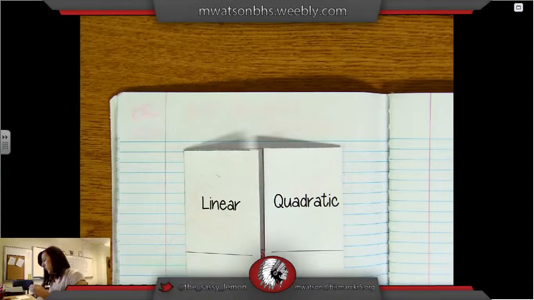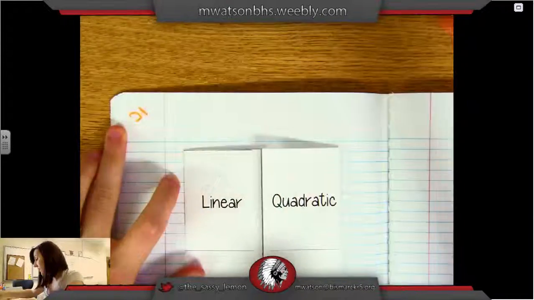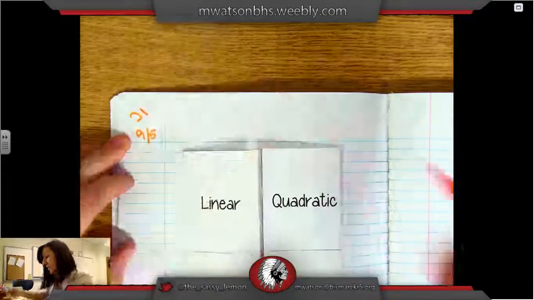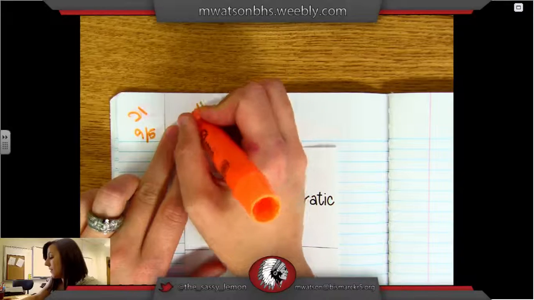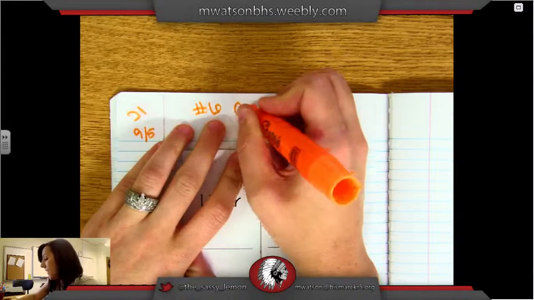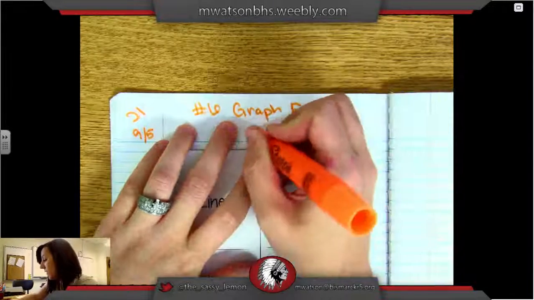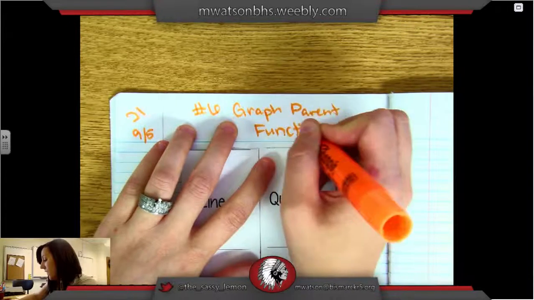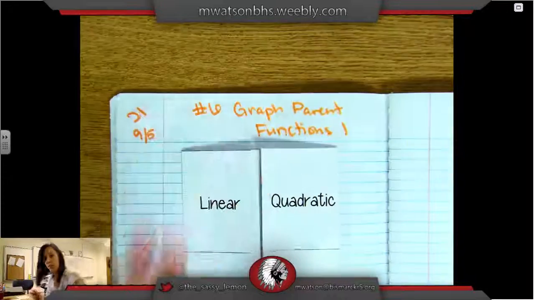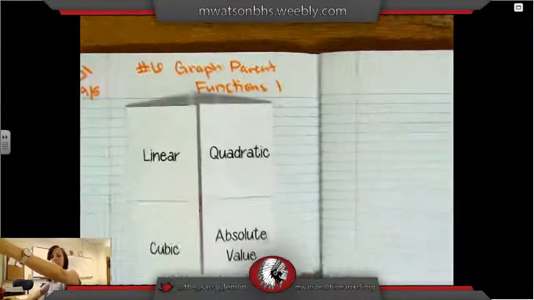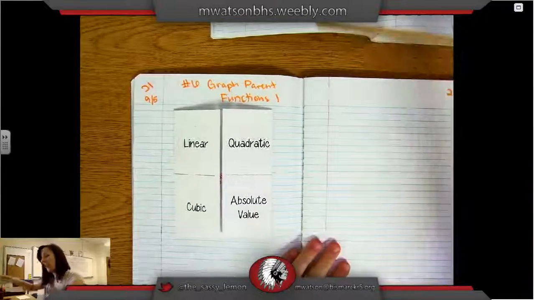Also, if you haven't already done this, you need to make sure to label your page numbers, which are 21 and 22, and the date is 9/5. And this lesson is Skill 6, Graph Parent Functions, Part 1. So there you have it. That's what your left side should look like.